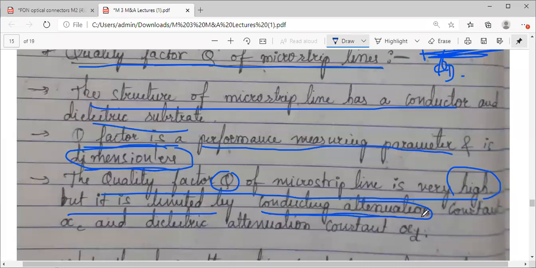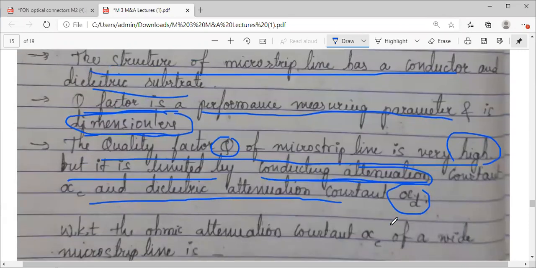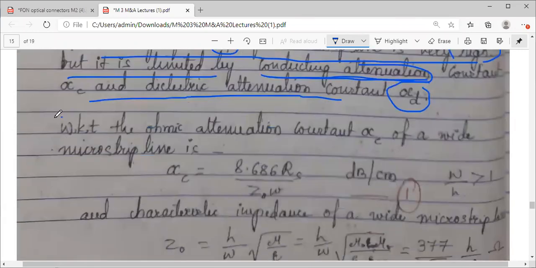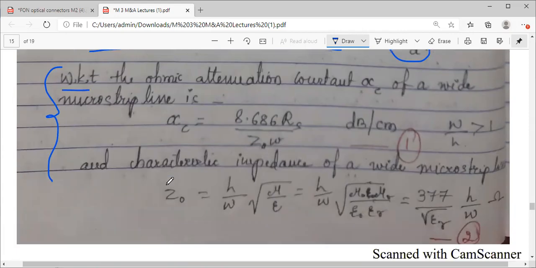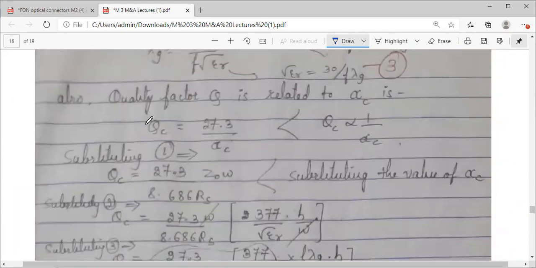One is the conducting attenuation, that is alpha C, ohmic losses, and dielectric attenuation, that is alpha D, that is dielectric losses. So these two losses are important. Q is dependent on these two. And how the relationship is, actually I have started getting the equation for quality factor with this, but I should start the derivation with this. So this should be your first step.